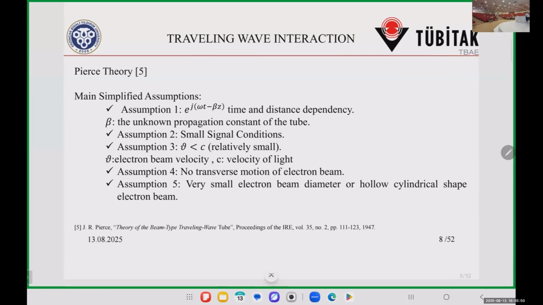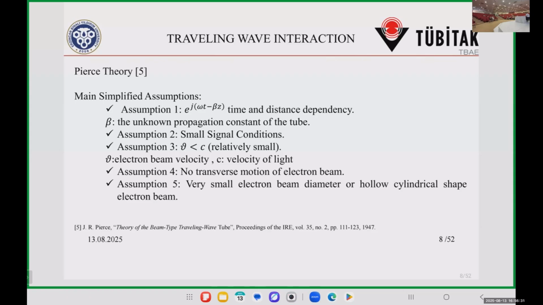Assumption 2, we assume small signal conditions, which means that the AC component of the electron beam velocity can be neglected with respect to the average velocity of the electron. So v is relatively small. v is neglected relative to u0. u0 is equal to the average velocity of the electron.